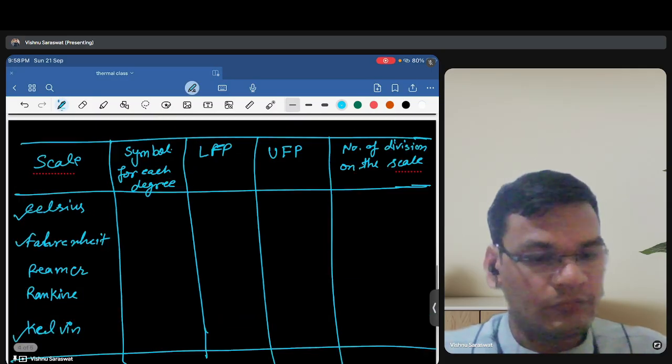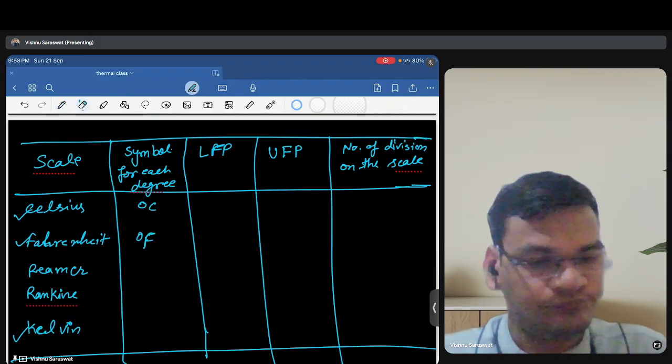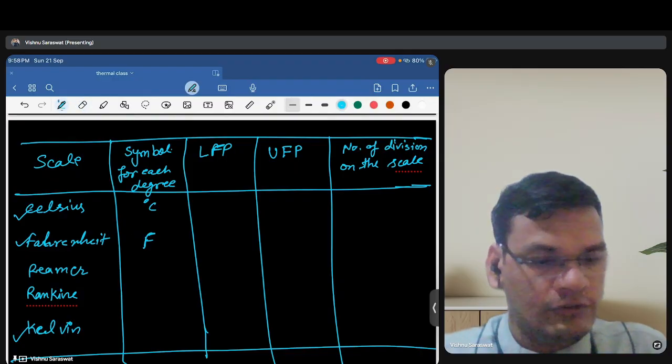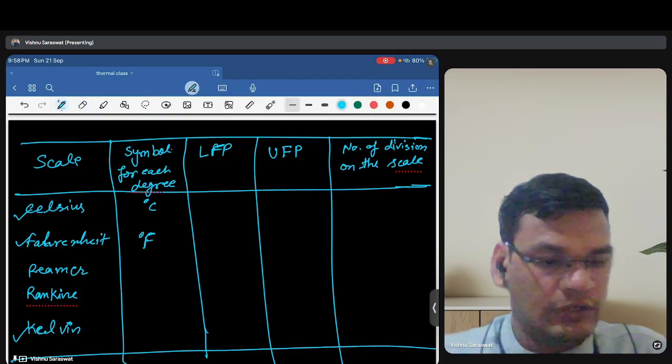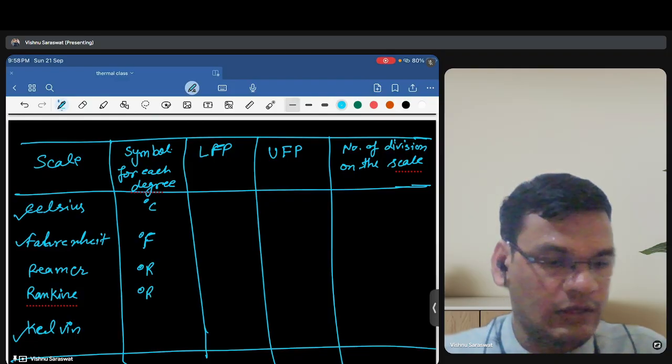So here are the symbols: degree Celsius, degree Fahrenheit, degree Reaumur, and Rankine, RA, and Kelvin. Okay.